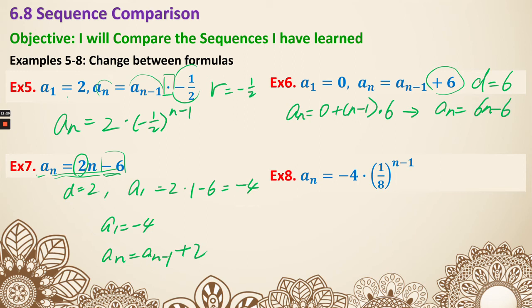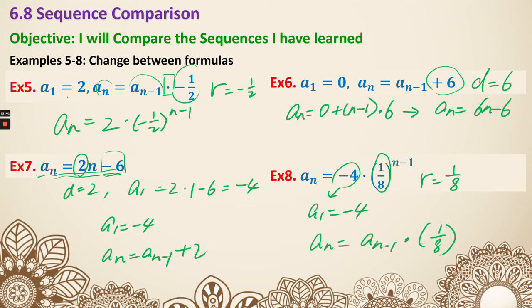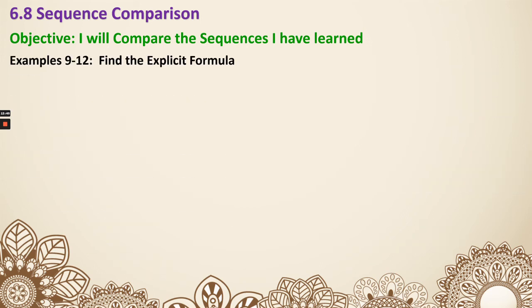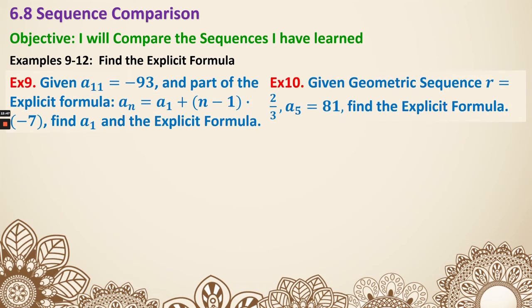Next, example 8. The number that has the exponent is going to be our r. Then the other number is going to be our first term. So a sub 1 is negative 4, and a sub n equals a sub n minus 1 times 1/8. That is example 8.